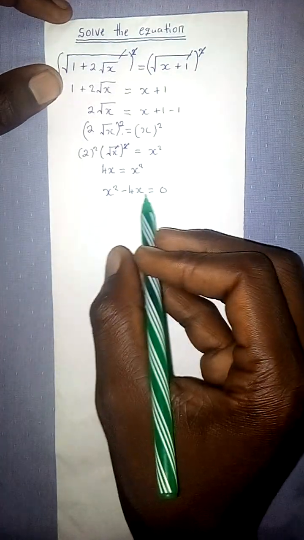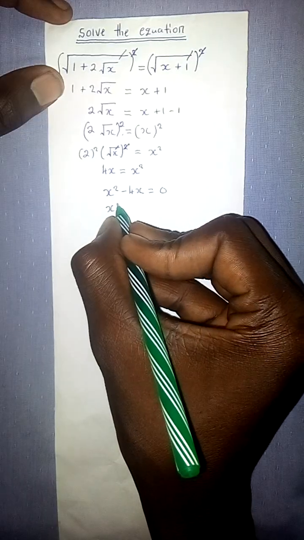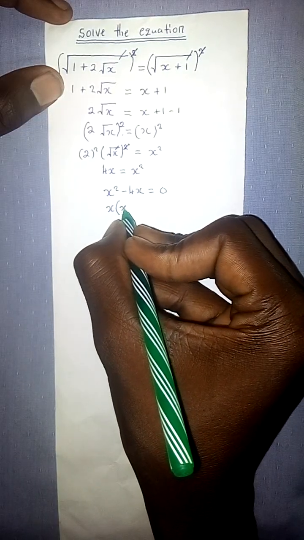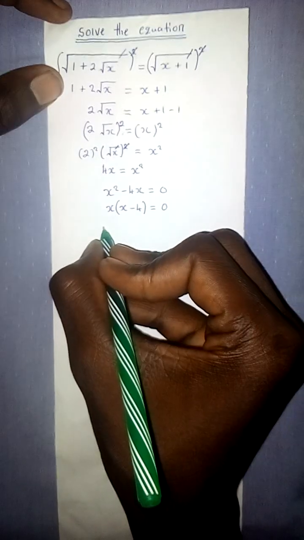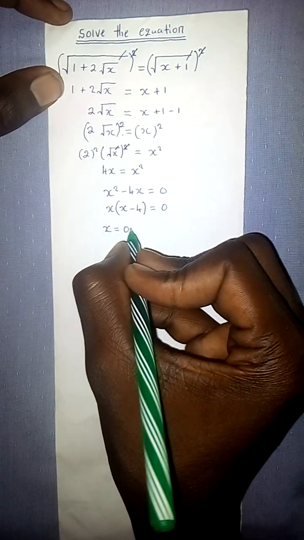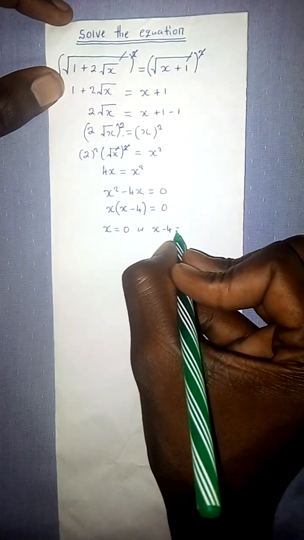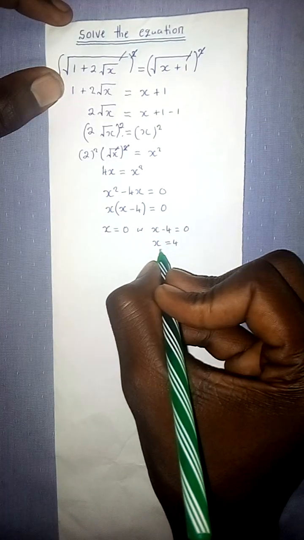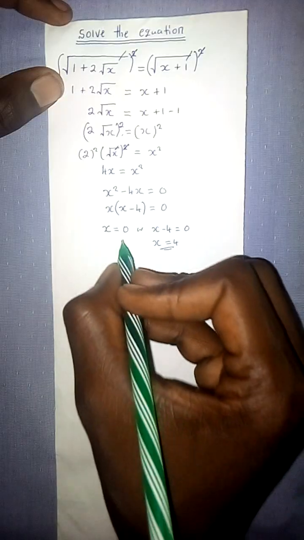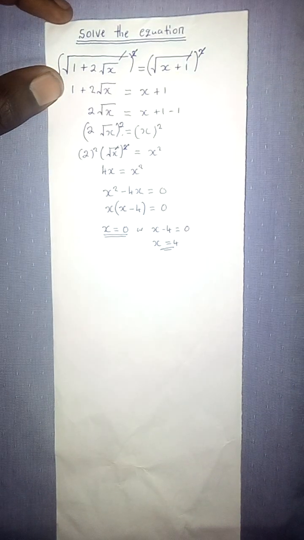What is common? Let's factorize, right? What is common is x. So here we'll have x times x minus 4 being equal to 0. Therefore, x will be equal to 0, or x minus 4 is equal to 0, so x is equal to 4. So we have two solutions, right? x being equal to 0 and x being equal to 4.